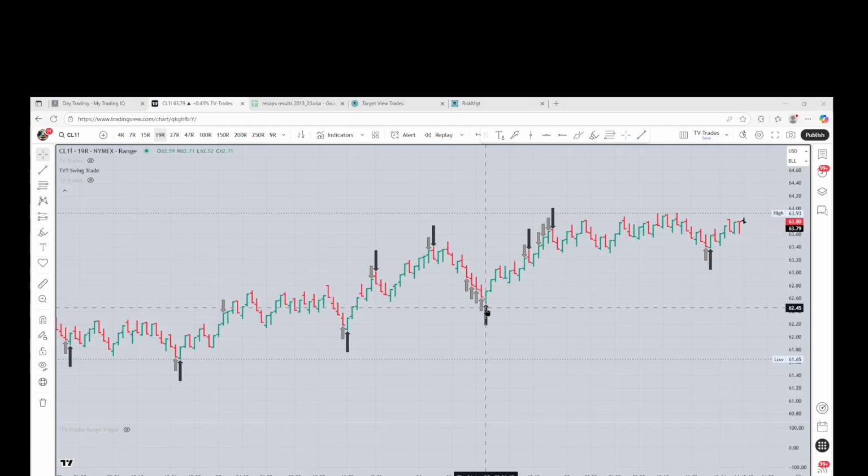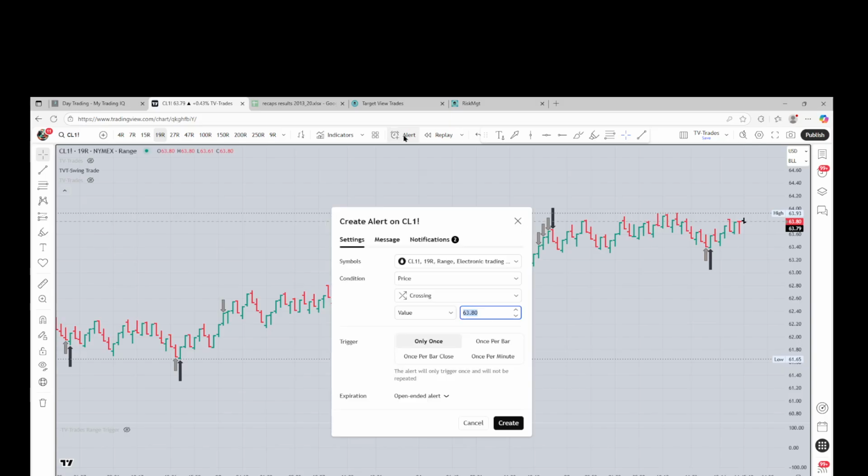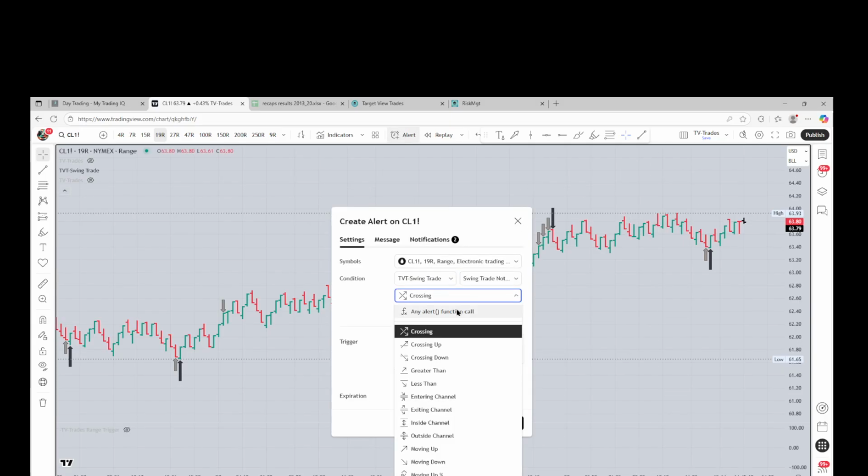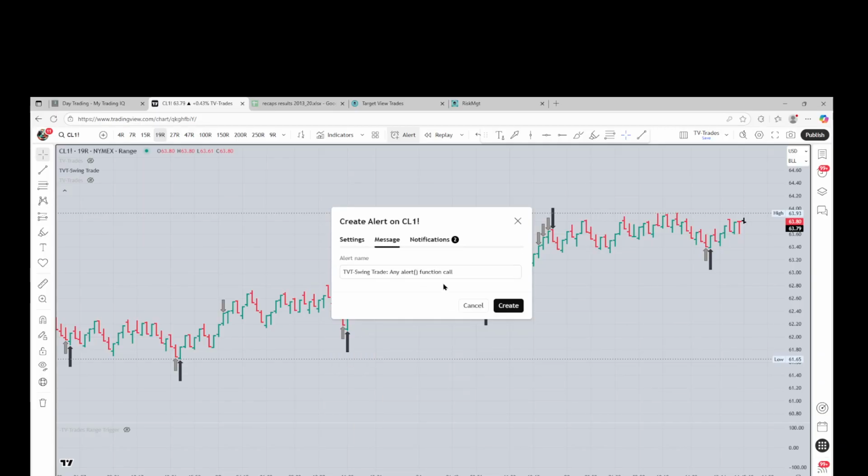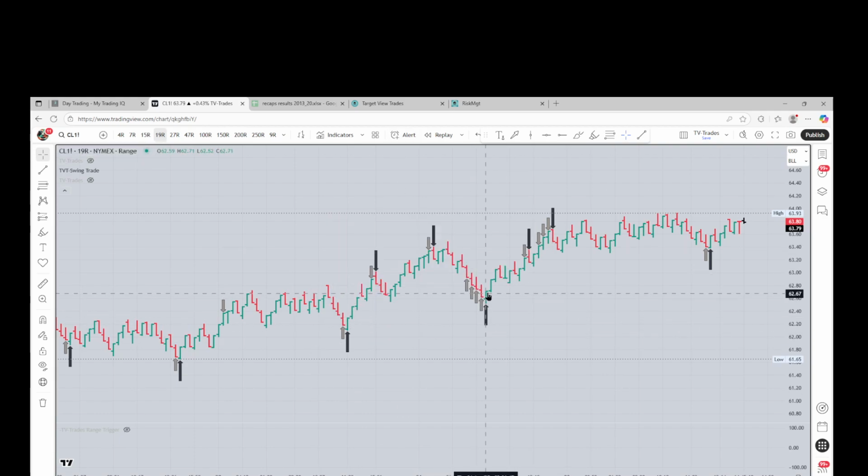And you could be proactive and put an order on ahead of time, because if you're using range bars like I do, you can put an order on ahead of time if you know what the bottom is, the top's going to be. Or you could just wait. You could set an alert on it. Just come in here and choose swing trade and say any alert function call. Put a message on here, say whatever time frame it is, whatever symbol it is, alert me. And you can get an alert sent to you.